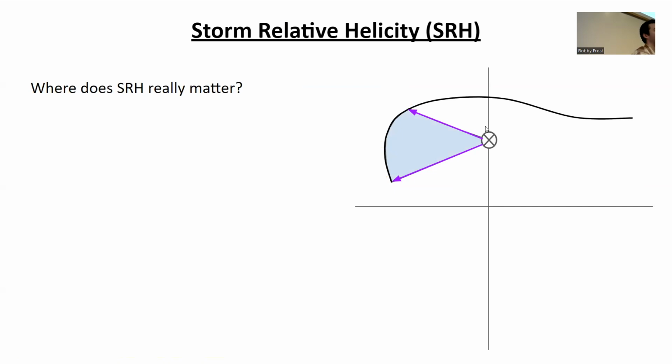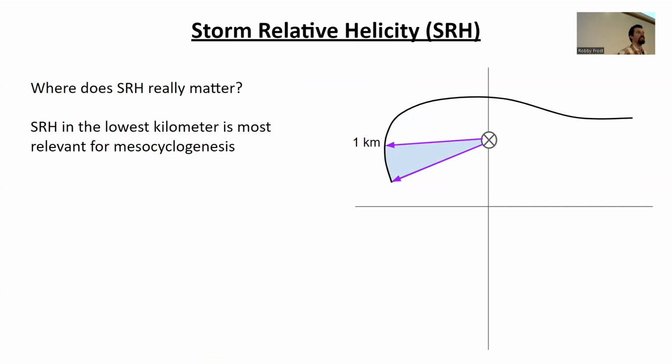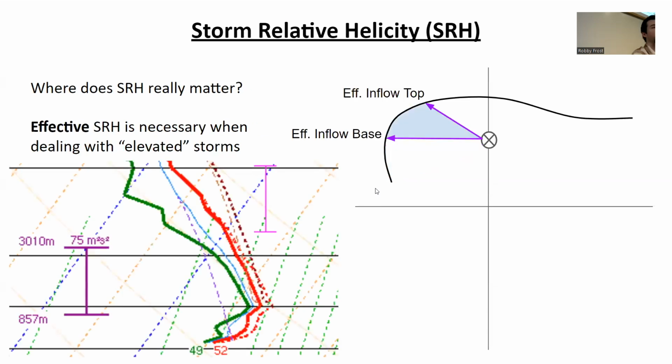So where does SRH usually matter? Well, usually the lowest kilometer is most relevant for mesocyclones. There has been a lot of work that really found that SRH above the effective inflow layer just is not very relevant to this process. Vorticity can still be quite relevant above that layer for other processes, but especially for tornadoes, you're usually dealing with just that lowest kilometer. But when you're dealing with elevated storms, you generally want to look at effective SRH because that's going to give you the SRH above that pesky stable layer here.